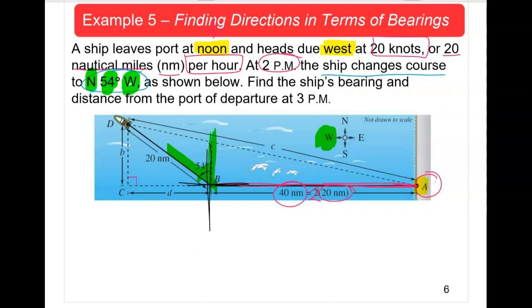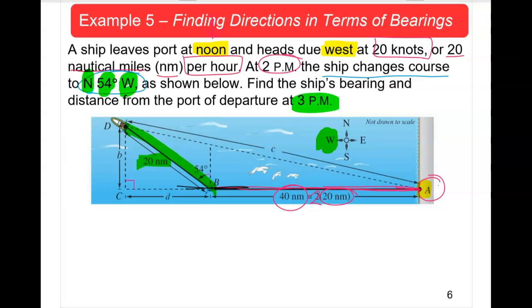So we keep traveling in that direction, and in this case, the speed is the same, 20 knots or nautical miles per hour, and then the problem says, find the ship's bearing and distance from the port of departure at 3 p.m. So from 2 p.m. to 3 p.m., it was just 1 hour. Since the speed was 20 nautical miles per hour, the distance will simply be 20 nautical miles.